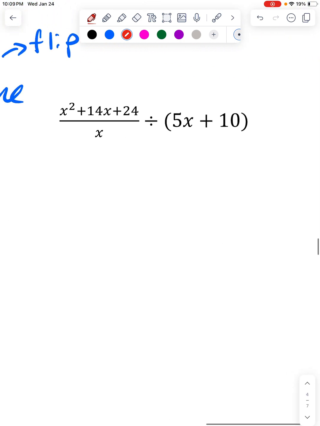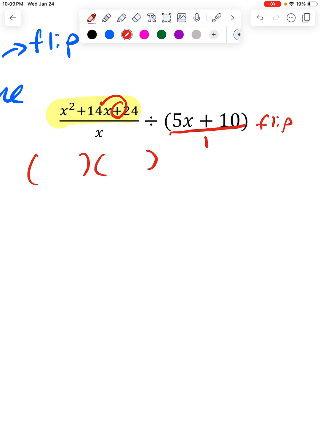All right, this one looks really confusing, but it's actually not that terrible. This is over 1 right now, and since it's division, we're going to flip it. So the first thing I'm going to do is factor this top left. I'm going to be looking for 24 in a way that adds up to 14. So if I go to my blue card, I'll find 12 times 2. To get a positive 14, they'll both need to be positive.